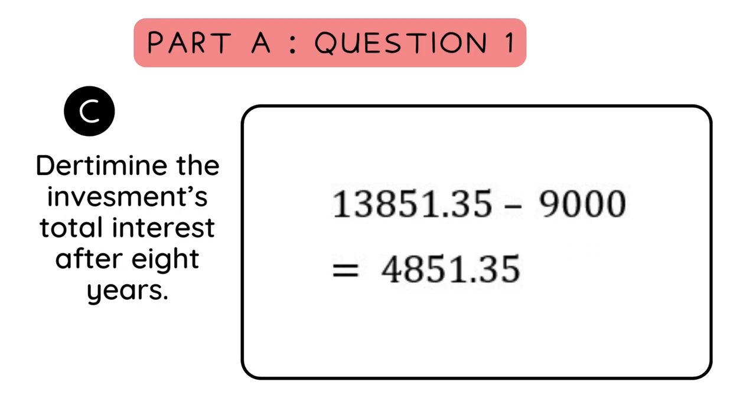Question C. Determine the investment's total interest after 8 years. So we need to take the total amount, 13851.35, minus 9,000, and the final answer is 4851.35.